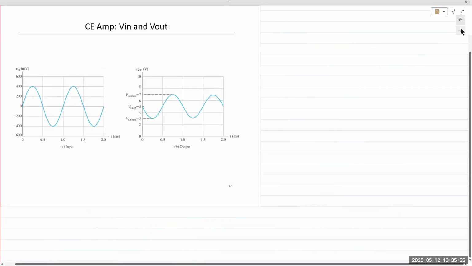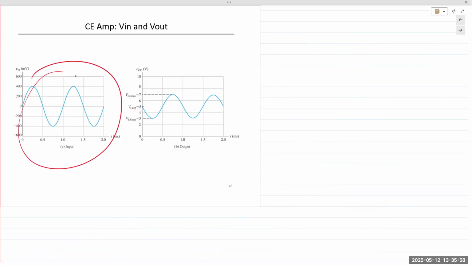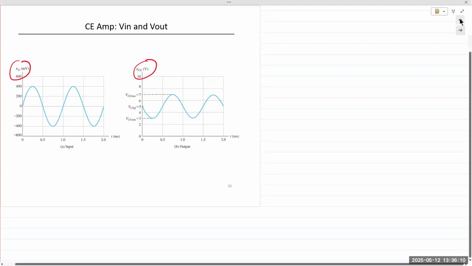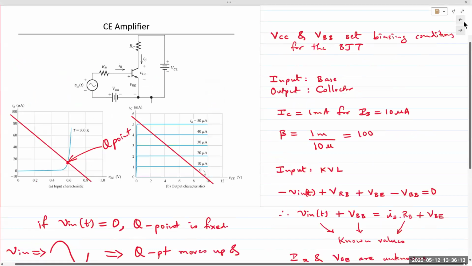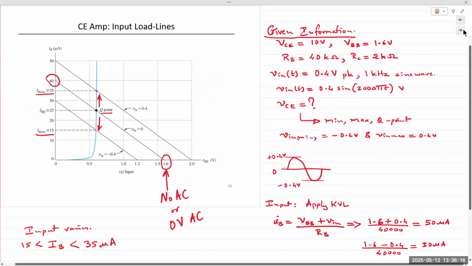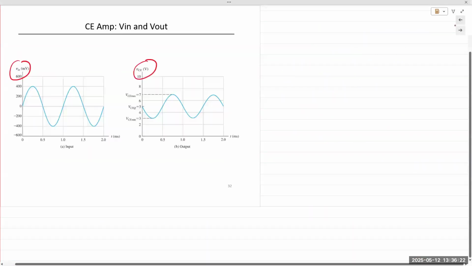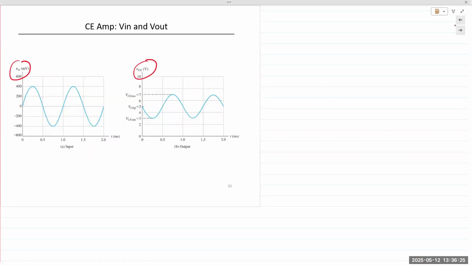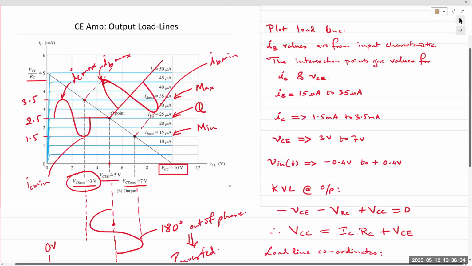So this was the input on the left. You can see the scale is in millivolts, and the output on the right, scale is in volts at the collector. Now, the DC bias that we applied here in this circuit, let's see, VCC was 10 volts, 10 volts biasing, right? So our output is between 3 and 7 within the confines of the VCC supply that we're applying. And that is due to biasing the operating point in the middle of the active region, which is right here.